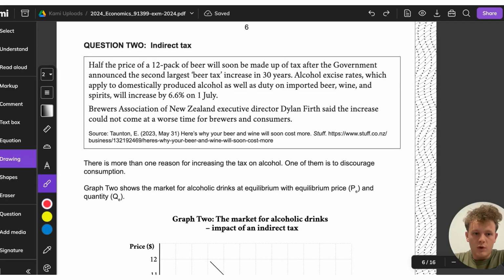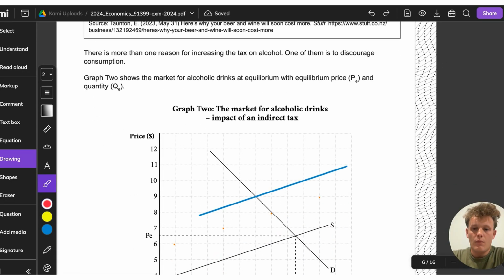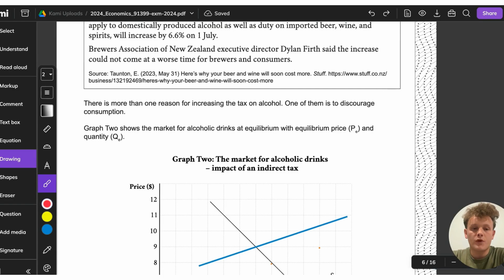The Brewers Association of New Zealand Executive Director Dylan Firth said the increase could not come at a worse time for brewers and consumers. There is more than one reason for increasing the tax on alcohol. One of them is to discourage consumption. Graph 2 shows the market for alcoholic drinks at equilibrium with equilibrium price PE and quantity QE.